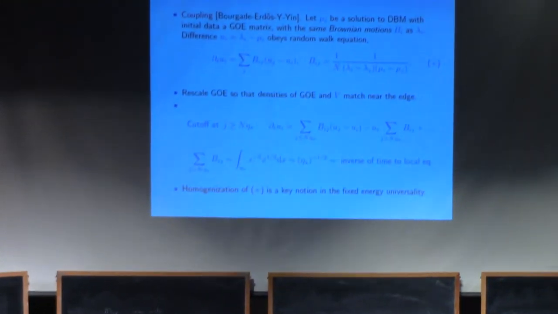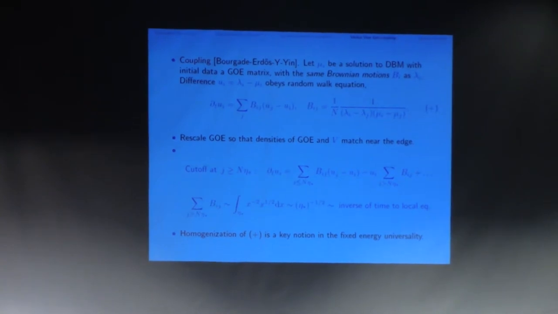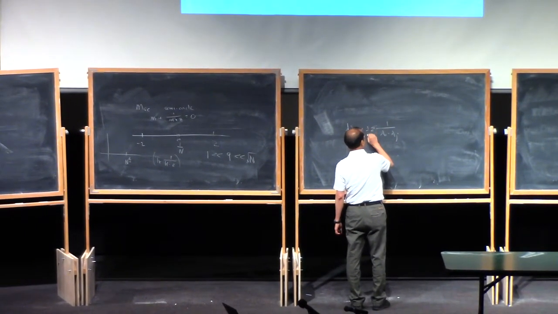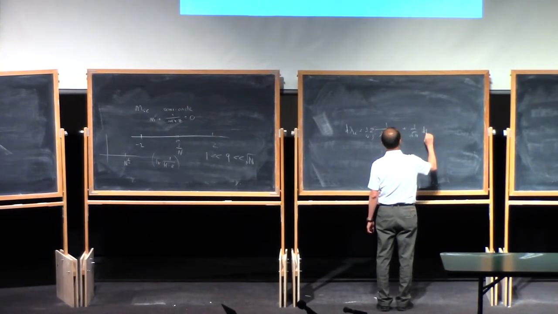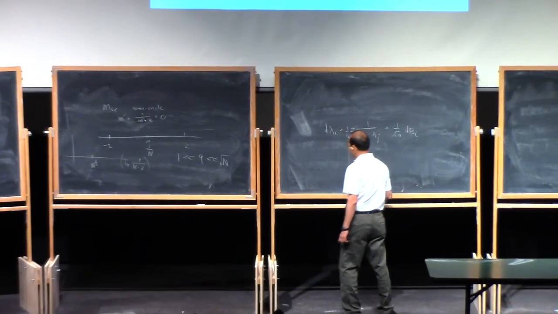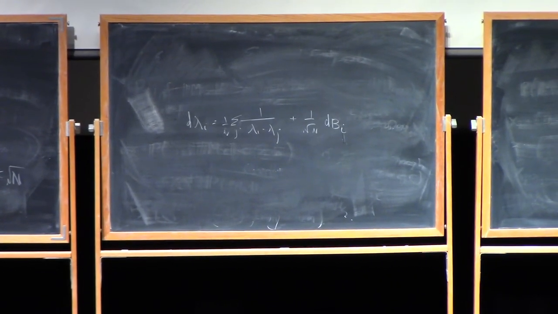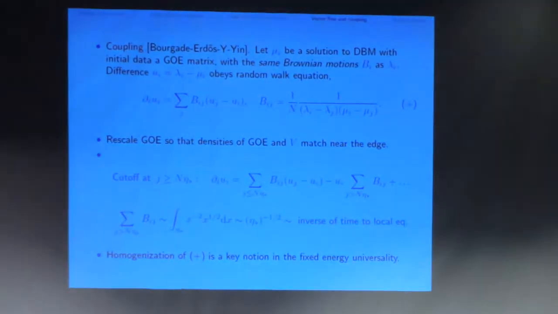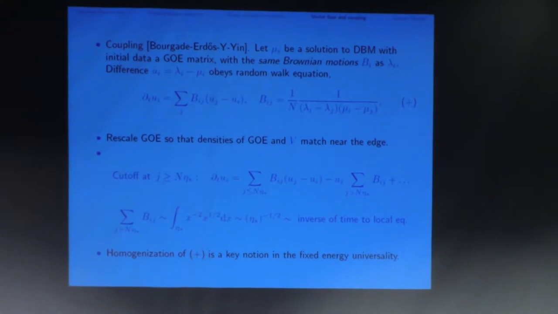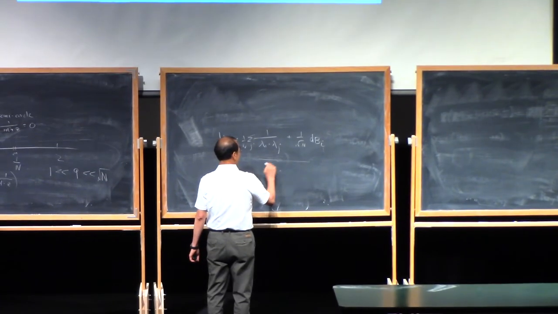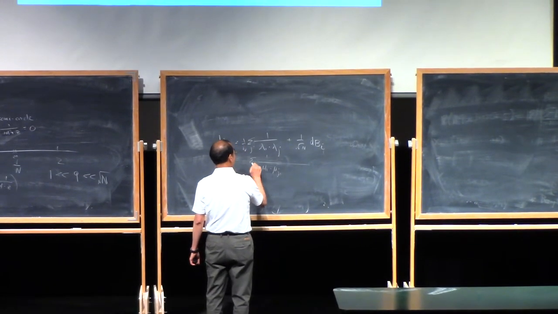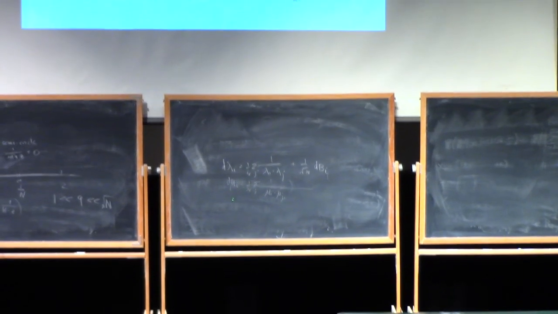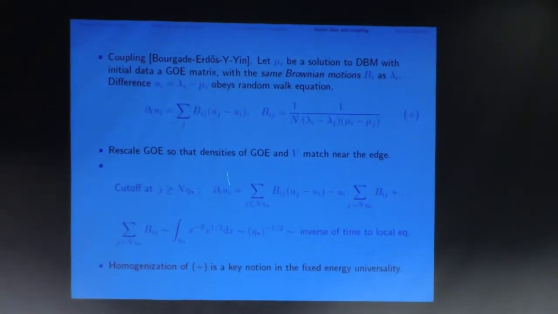So let me remind you, this lambda_i is DBM again. So you take this lambda_i, it's your DBM flow. And then you take another copy. You take a mu_i, which is another DBM flow. So you do the same thing with d mu_i. Of course, this would be mu_i minus mu_j. The only thing that is different is that the second one we take with initial data from the GOE, and the first one is whatever you want to study.